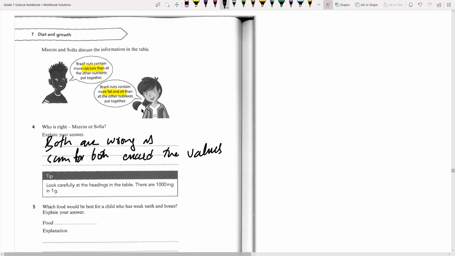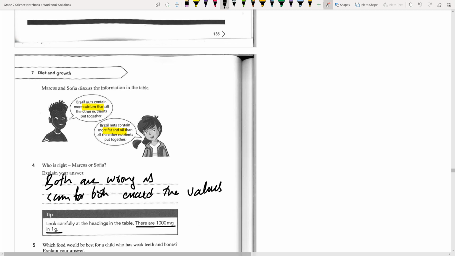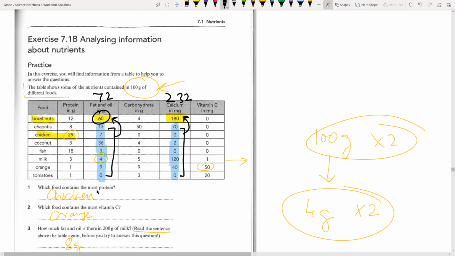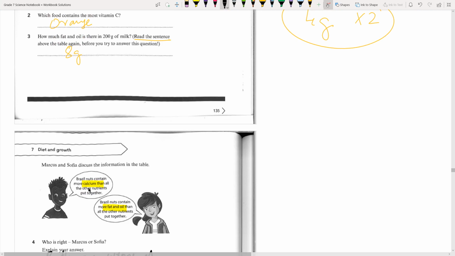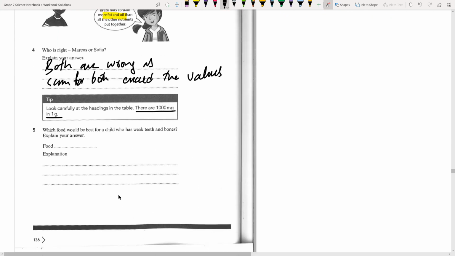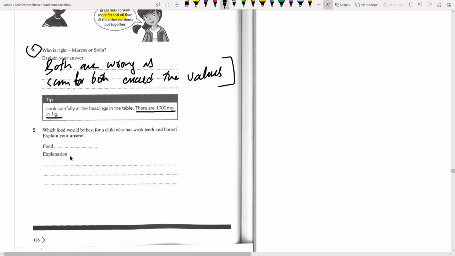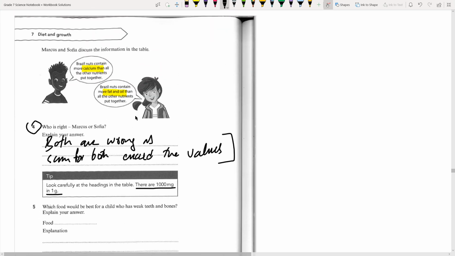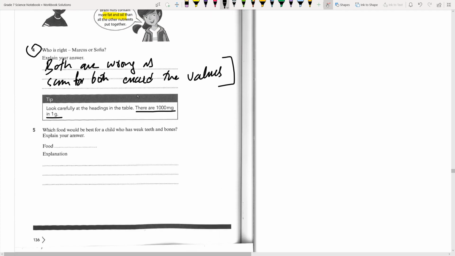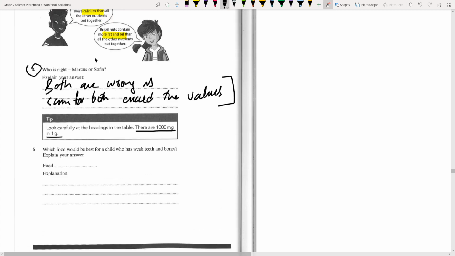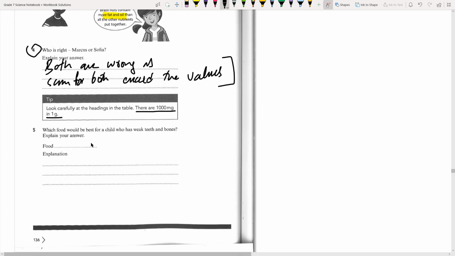Now, although they are giving this caution tip, look carefully at the heading. There are 1000 milligrams in 1 gram. But the question states calcium versus all other nutrients put together. So please, if you had any other answers, that's fine. I think this is a troubling question. I didn't see this one first; I saw the rest of the questions but not this one. So just go over this question. Nonetheless, it's just wrong for both. In my calculations, both would be wrong.